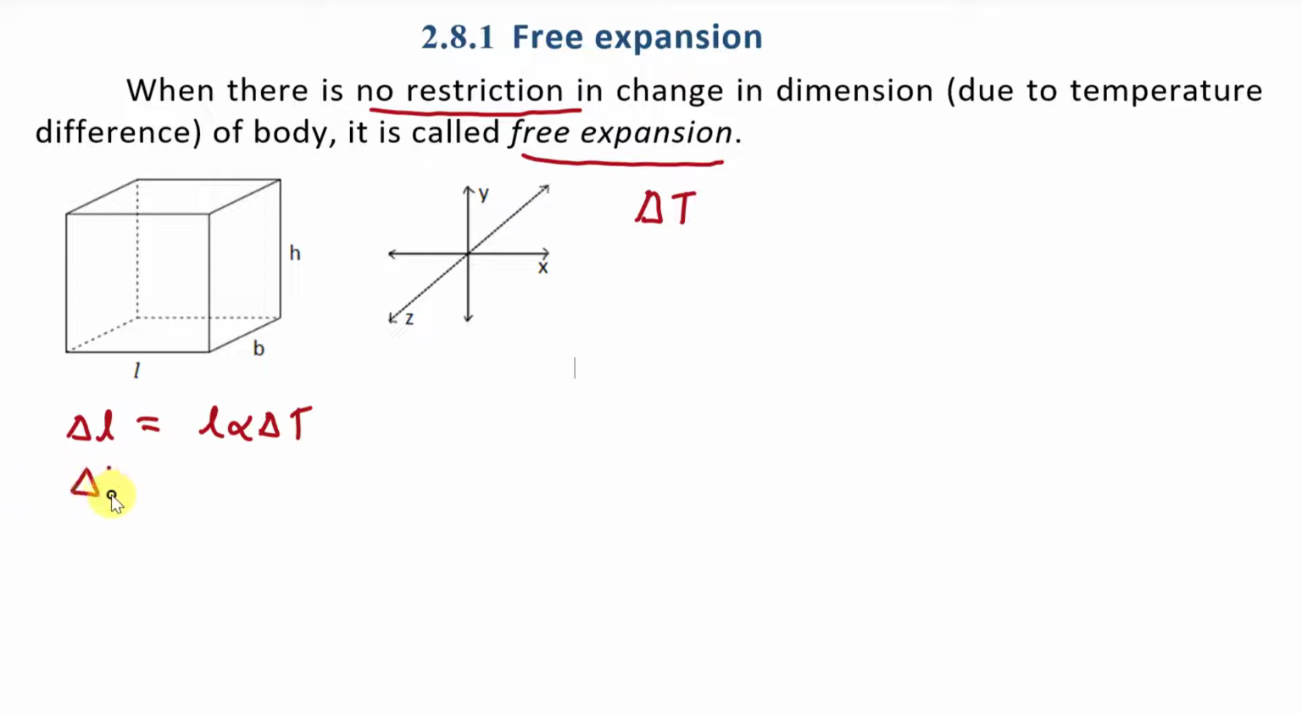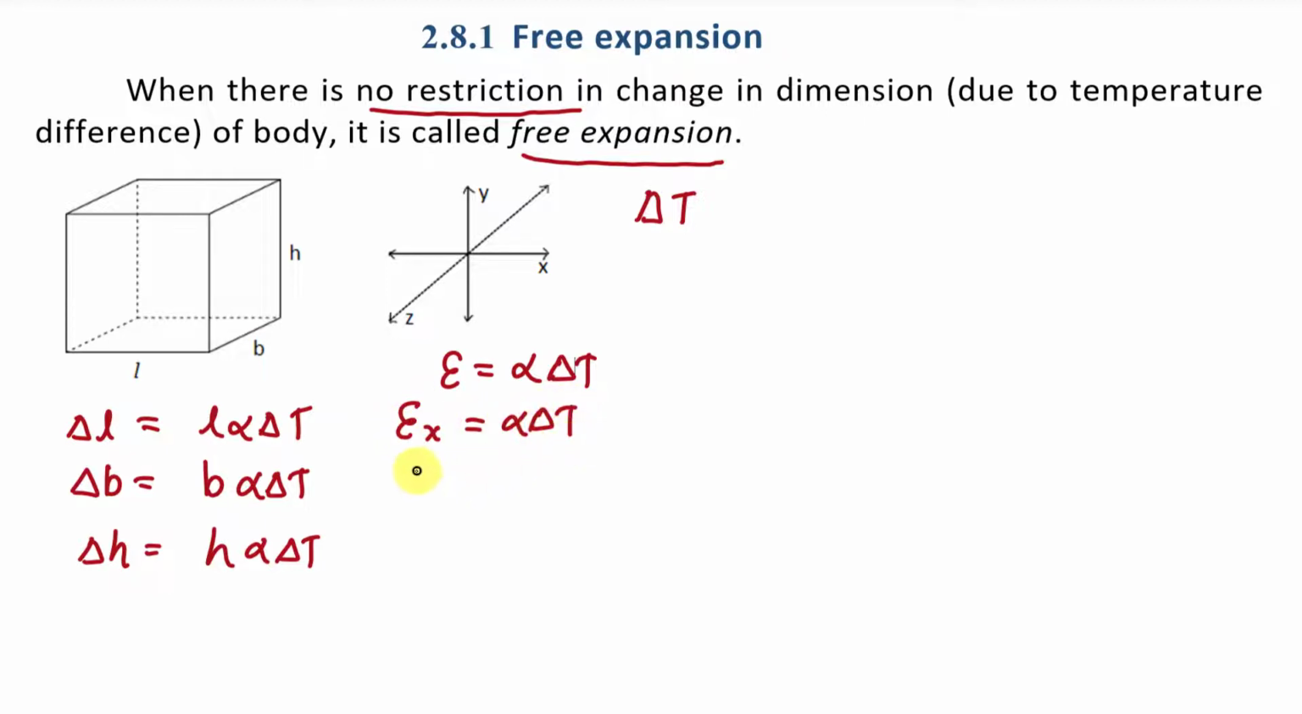Similarly, what will be change in width? It will be B alpha delta T. Here this B is initial width of this body. And what will be the value of change in height? It will be H alpha delta T, right? Now we know that strain is alpha delta T. Here there is no any term of dimension in this strain. So value of strain in x direction will be alpha delta T. Similarly, value of strain in y direction will be alpha delta T, and value of strain in z direction will be alpha delta T.